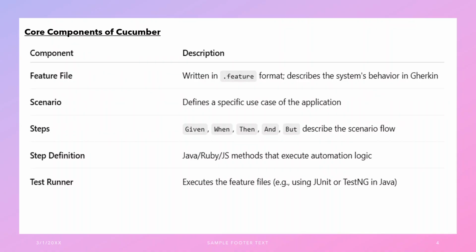And next is the core components of Cucumber. What are the core components of Cucumber? The first is the feature file. So what exactly is a feature file? The feature file will be saved with the dot feature extension. We open a notepad, write the test case, and save it as a dot feature file. Written in the dot feature format, it describes the system behavior in Gherkin language. This is all about a feature file.